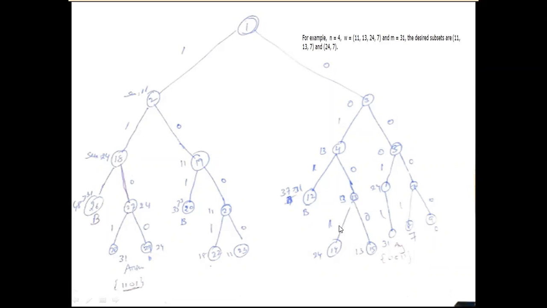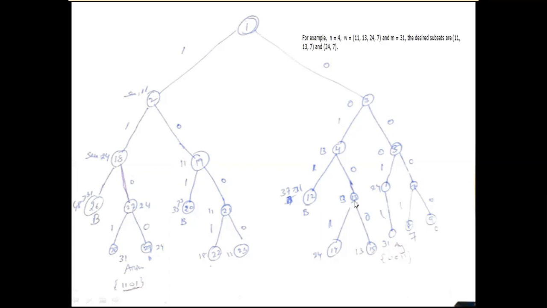Next, the 13th node is expanded by generating its child, the 14th node. The 14th node represents x4 included in the sum, which is the sum of the second element and the fourth element. The second element is 13 and the fourth element is 7, so the sum of the second element and the fourth element equals 20. 20 is not equal to 31.